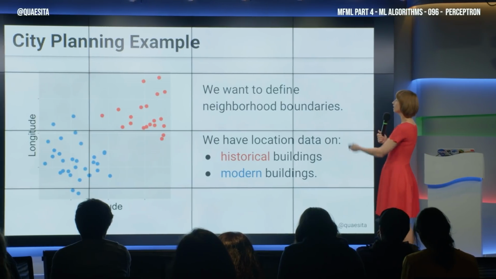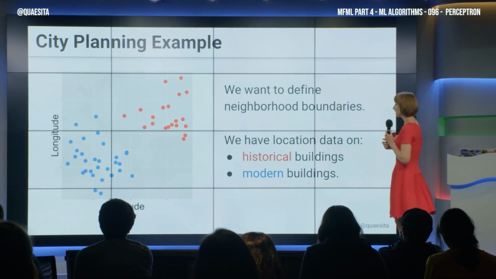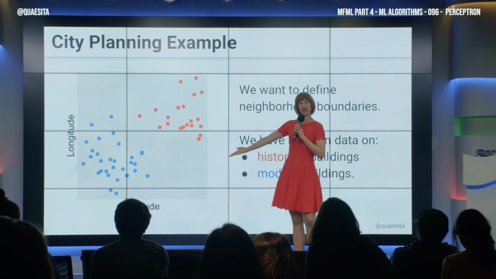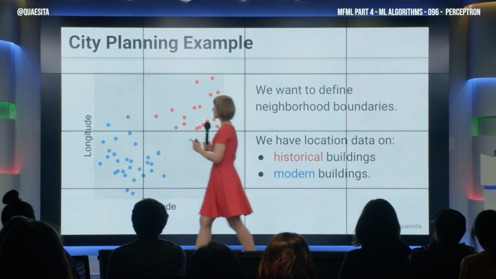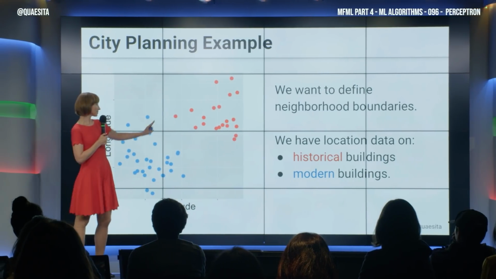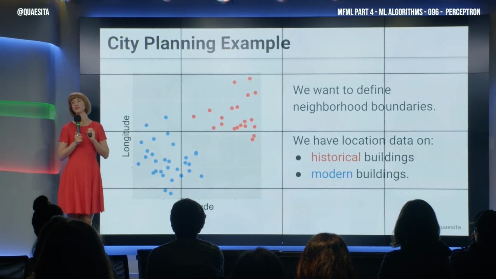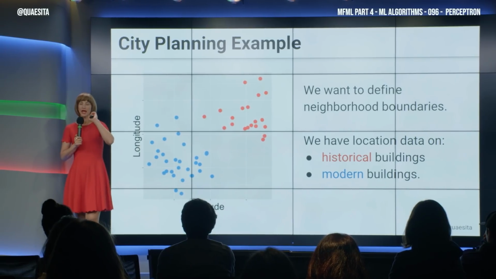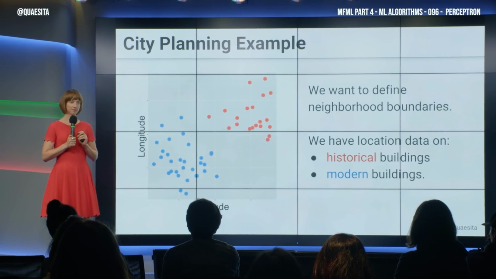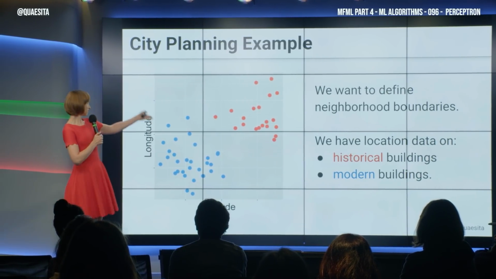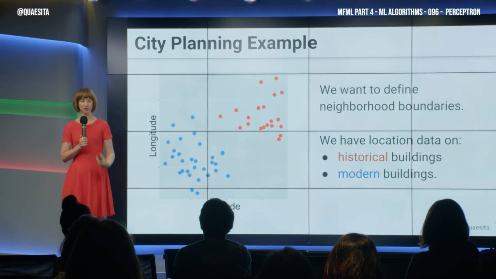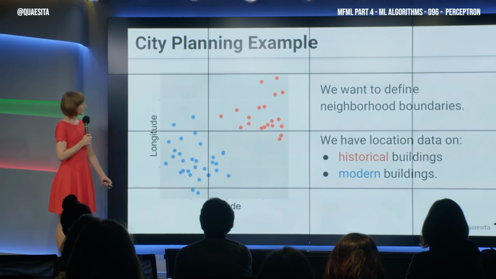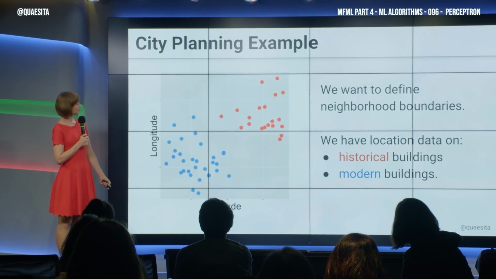So, our application. We have a map, and we have only some of the buildings on that map highlighted here. The blue ones are shiny modern skyscrapers, the pink ones are gorgeous old historical buildings. And you are a city planner. Your job is to make a neighborhood boundary. Where is the historical neighborhood? Where is the modern neighborhood? And what shall we do to separate them?